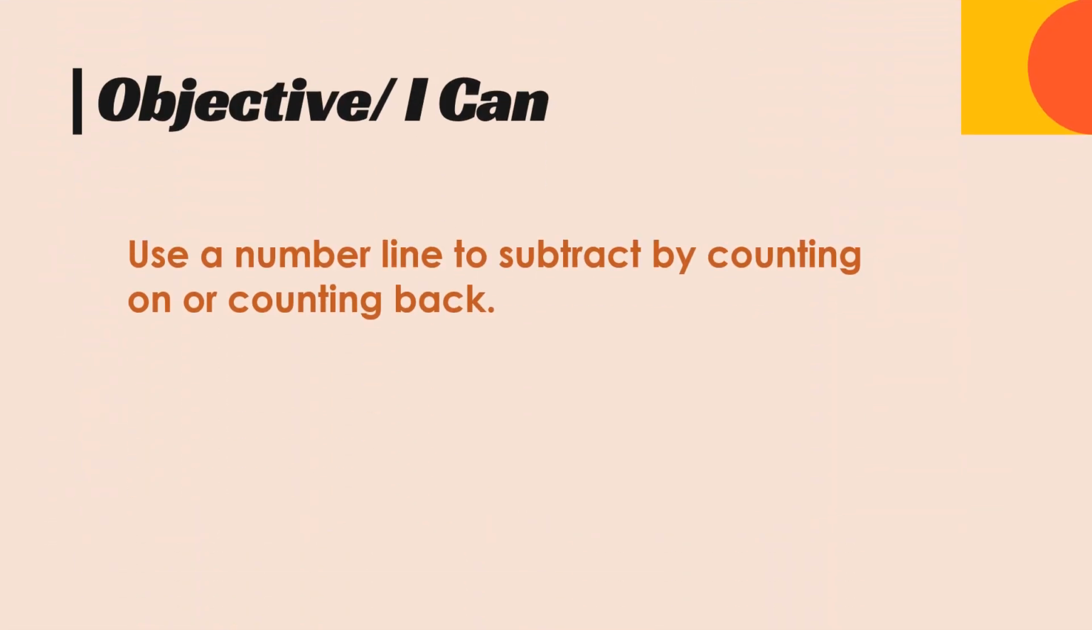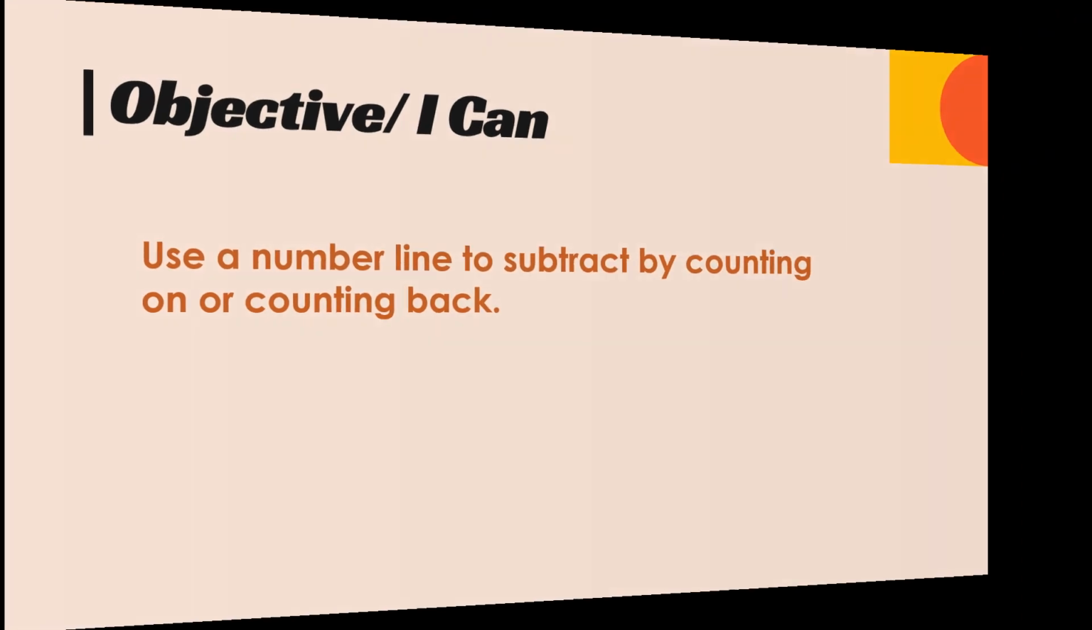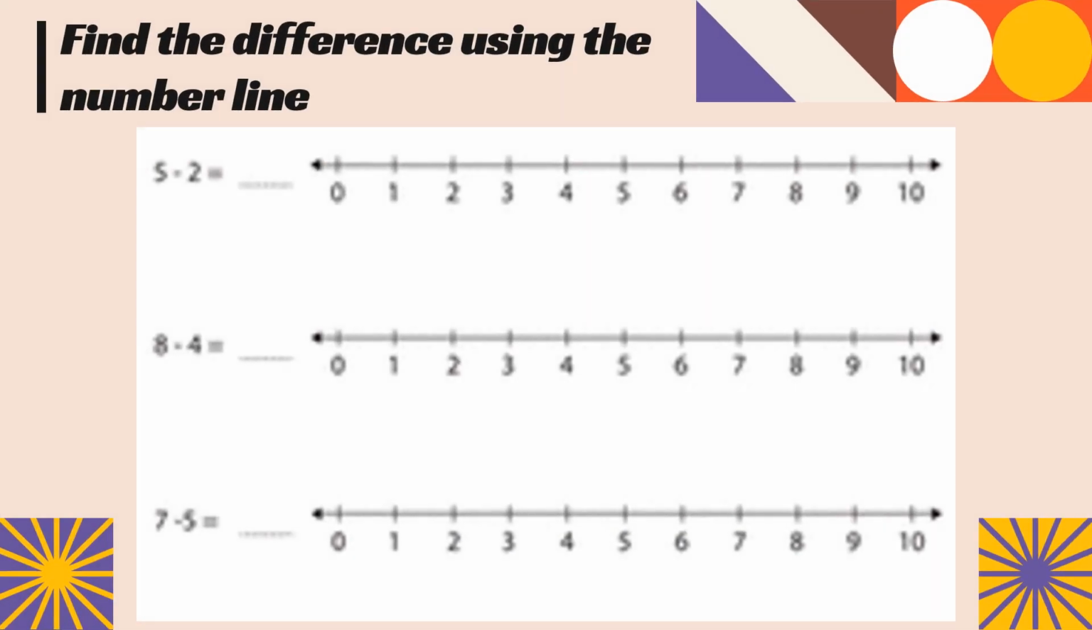The objective in the I can is you use a number line to subtract by counting on or counting back. Okay, now we're going to find the difference using the number line. So you have the first exercise, which is 5 minus 2.